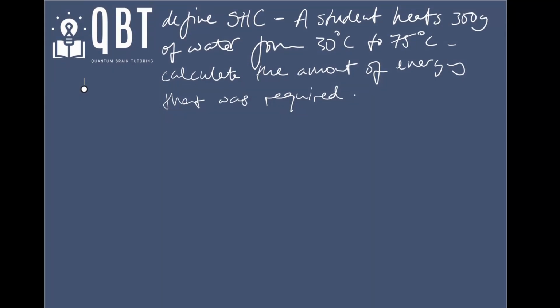Okay, so let's discuss specific heat capacity in a bit more detail, and let's see how we can actually integrate it into some calculations. The first part of our problem asks us to define specific heat capacity, and the definition is just something you need to know. It's the amount of energy that is needed to raise 1 kilogram of a substance by 1 degree Celsius. And the equation for specific heat capacity is Q equals mc delta T.